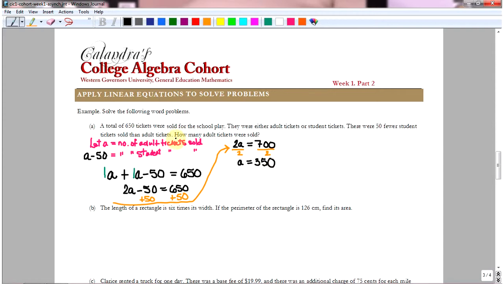So have we answered our question? We wanted to know how many adult tickets were sold, and that's what A represents. So I'm just going to write my answer as 350 adult tickets.